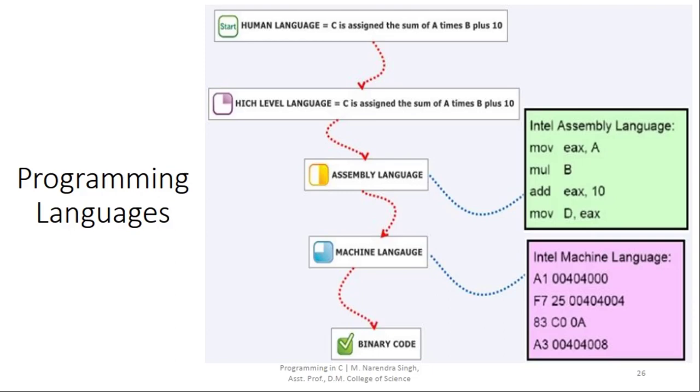Now further down from the assembly language, there is machine language. In machine language, everything is written in numbers. You can see there are some letters like A, F, A. These are not letters, these are actually numbers. How? Because these are hexadecimal numbers. In hexadecimal, there are 16 digits, 0 to 9 and from A to F. A is number 10, B is 11, and so on, and F is number 15.